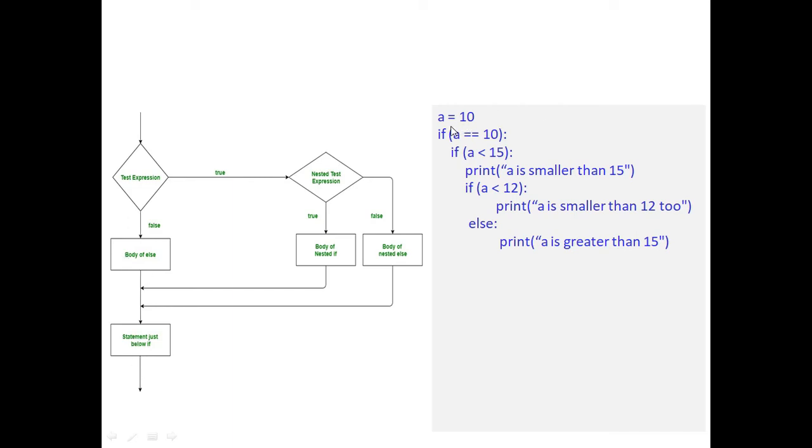For example, here we have assigned a equal to 10, and if a equal to 10, it will check if a less than 15. If it is true, it will print a is smaller than 15. And inside this condition, we will check again if a less than 12, it will print a is smaller than 12. Else it will print a is greater than 15.